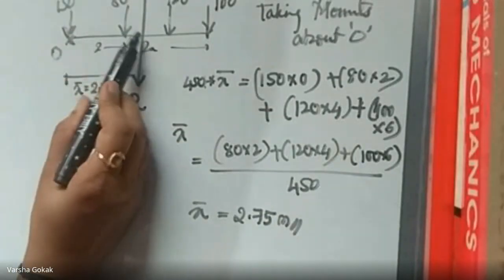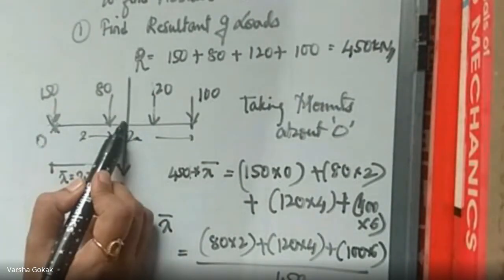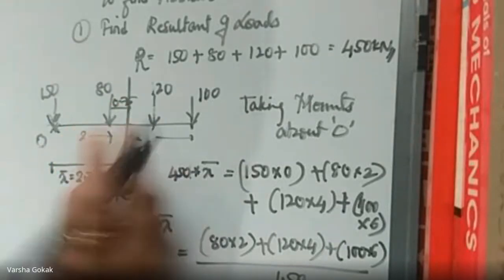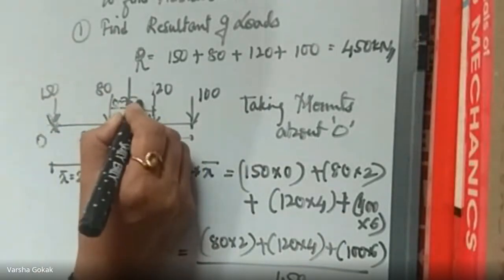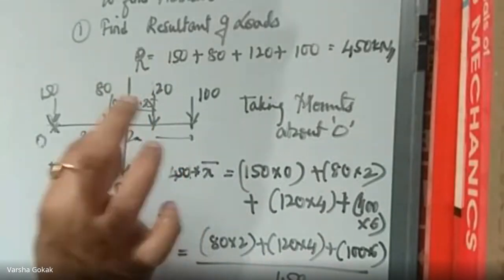Matlab it has crossed this load. So what we drew in the figure was correct. 2 is here, 2.75 matlab yahan pe. So this distance is 0.75. The remaining would be 2 minus 0.75, 1.25. And these are again 2. So the resultant of these forces is acting at this point.